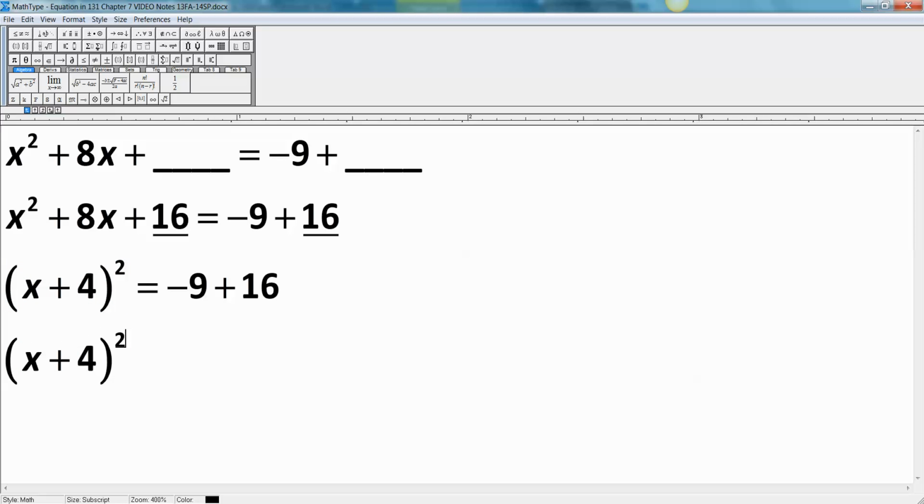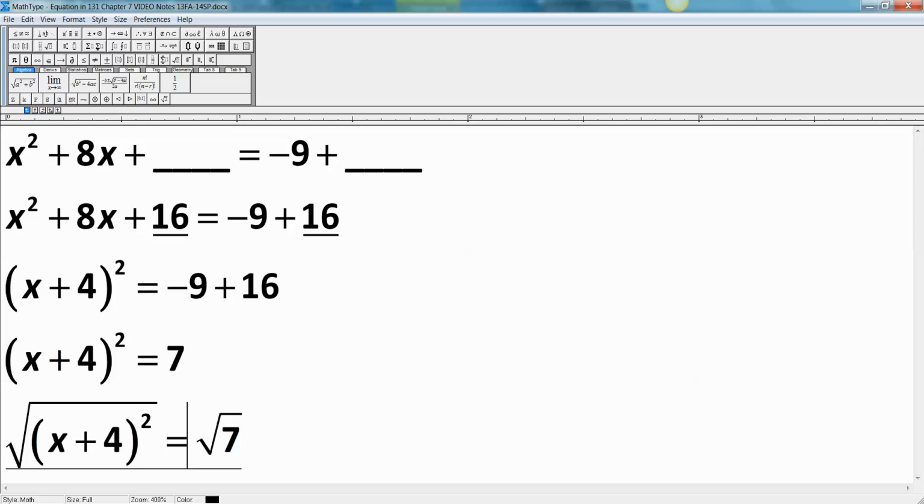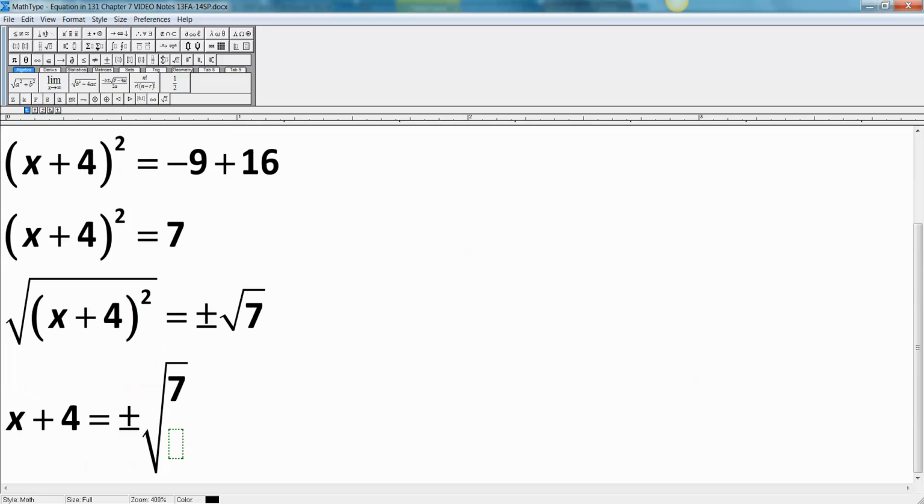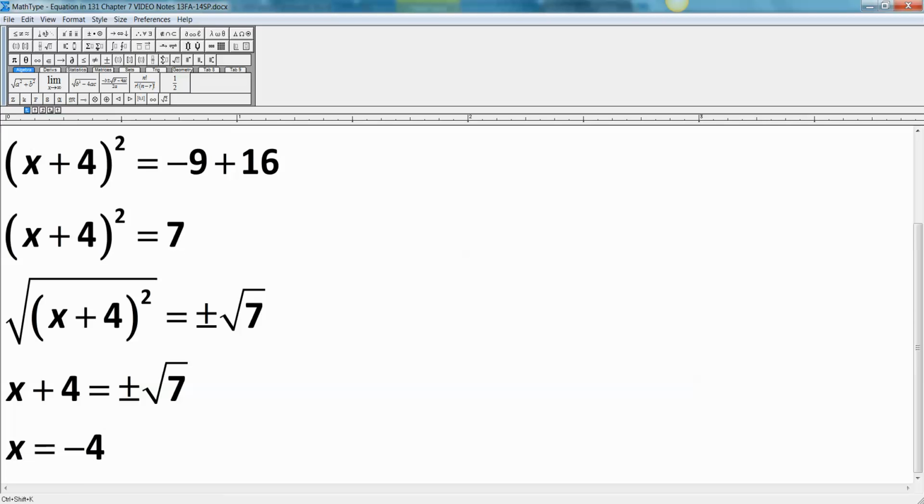Well, because from this point on, it's not hard to solve. You get x plus 4 squared equals 7, because negative 9 plus 16 is 7. Then you take the square root of both sides. This is what we learned in the last section: square root over here, plus or minus square root over here. Then you'll have x plus 4 equals plus or minus the square root of 7. And that means x equals negative 4 plus or minus square root of 7, because you just subtract 4 from both sides, and you're done.